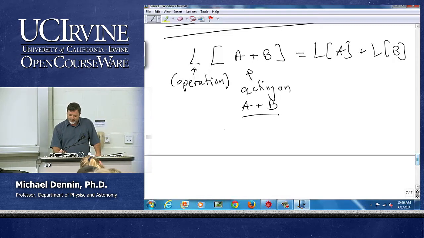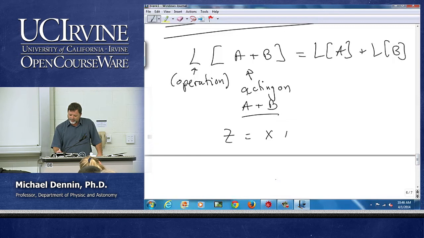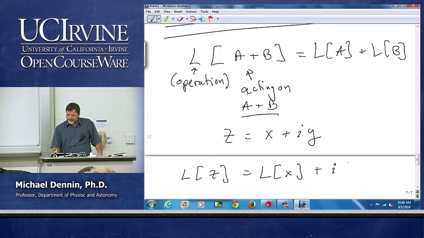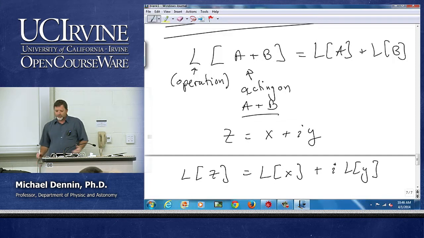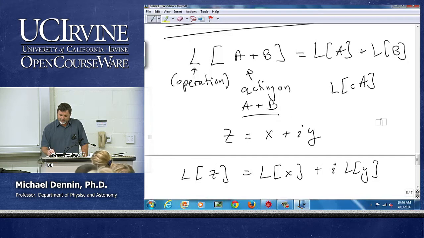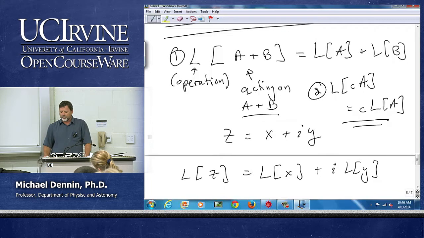So what this means is, since a complex number is an x plus iy, if I have a linear system acting on z, by definition, it acts on the real and imaginary parts separately. Because the other thing about a linear system is the linear system acting on a constant times A is the same as the constant times the linear system acting on A. Those are the two pieces. This is fact number 2, and that's fact number 1.